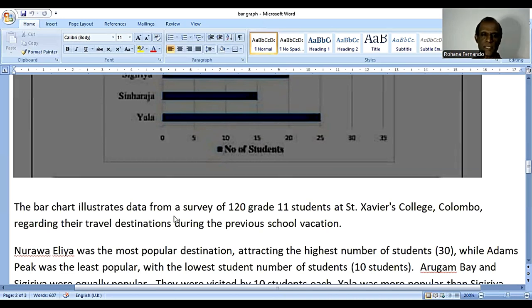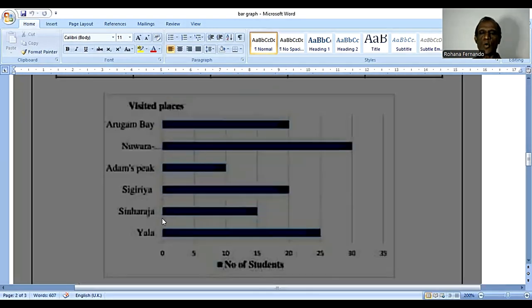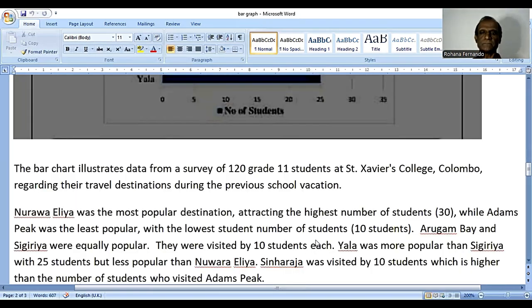The bar chart illustrates data from a survey of 120 grade 11 students at St. Xavier's College, Colombo, regarding their travel destinations during the previous school vacation. Okay, now let's start with the most popular destination, that's Norelia, visited by 30 students. Norelia was the most popular destination, attracting the highest number of students (30).